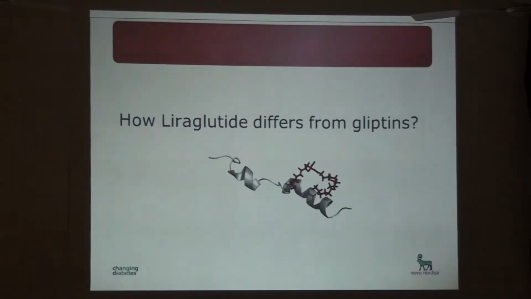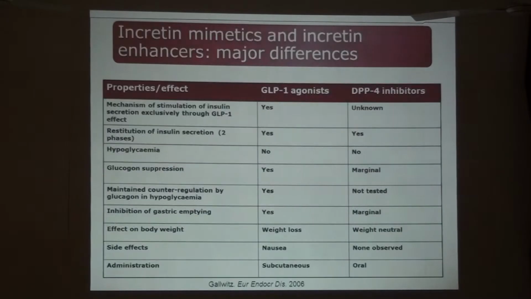Now the question is, how is liraglutide different from gliptins? The first and foremost point is that the mechanism of stimulation of insulin secretion is exclusively through the GLP-1 effect. That is a proven fact with the GLP-1 analog. With the DPP-4 inhibitor, there are no studies to prove the same. Yes, we are assuming that endogenous GLP-1 is increasing, but what other ways it's happening is an unknown phenomenon. Secondly is the glucagon suppression. I'm only going to take you through the differences which are significant. DPP-4 inhibitors don't have the capacity to suppress glucagon, whereas a GLP-1 does.